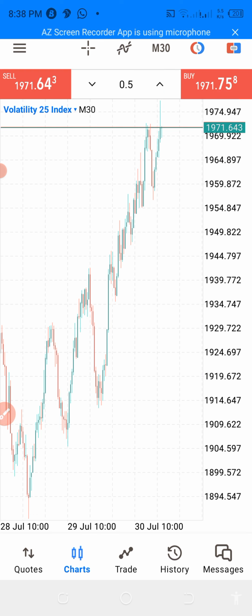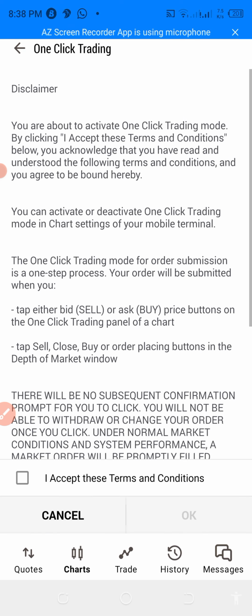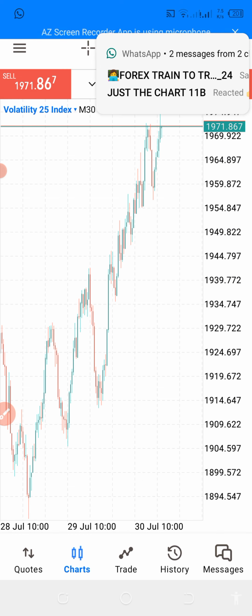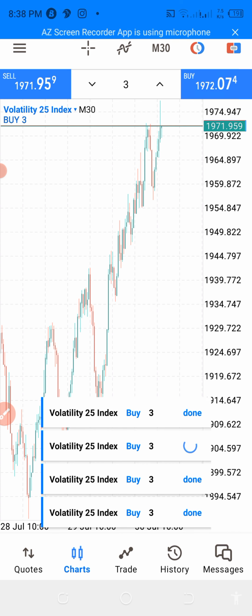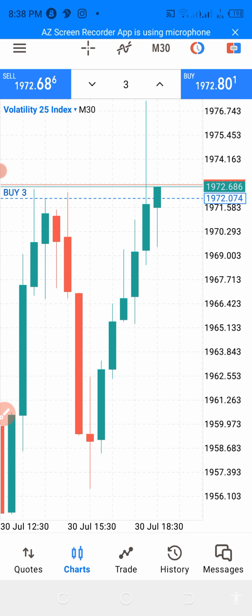Wait, excuse me, let me take some trade first. Let's go in with 3 lot size. Okay, just hold on. Okay, these are the trades. Let's see if we can just make this $1,120. That's $1,150. If this goes up, it's definitely going to give that.